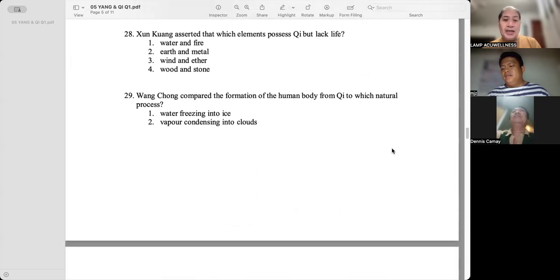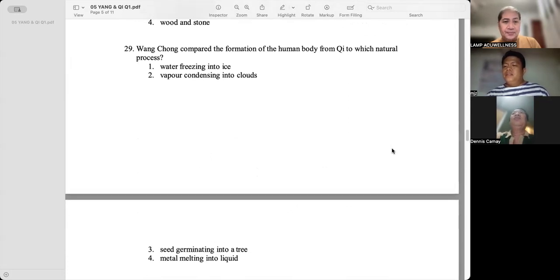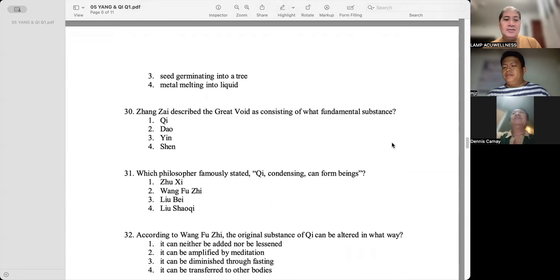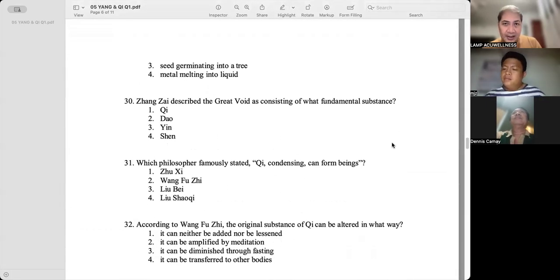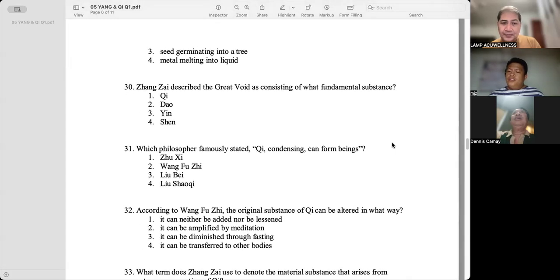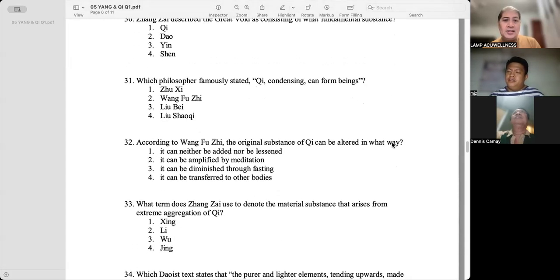Wang Chong compared the formation of the human body from chi to which natural process? Water freezing into ice. Zhang Zai described the great void as consisting of what fundamental substance? Chi. Which philosopher famously stated, chi condensing can form beings? Shao Chi.